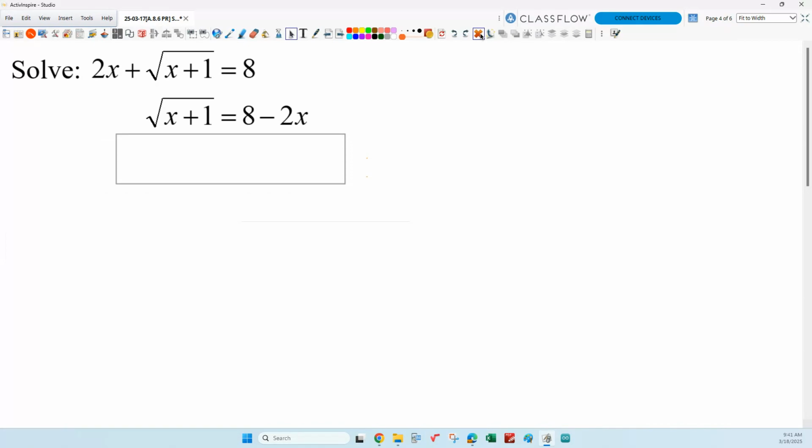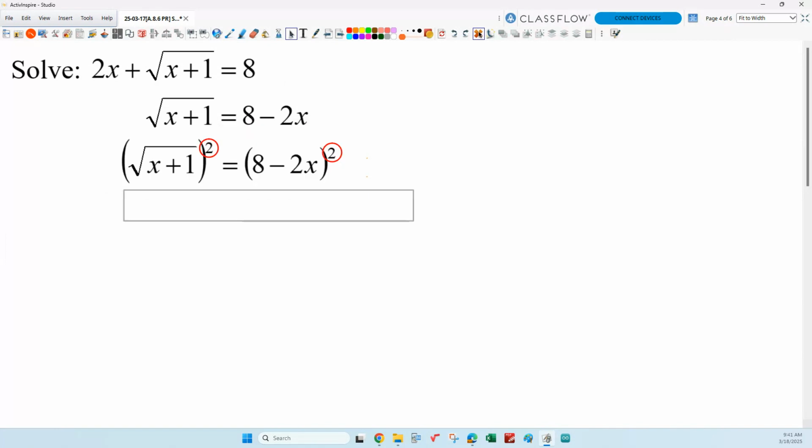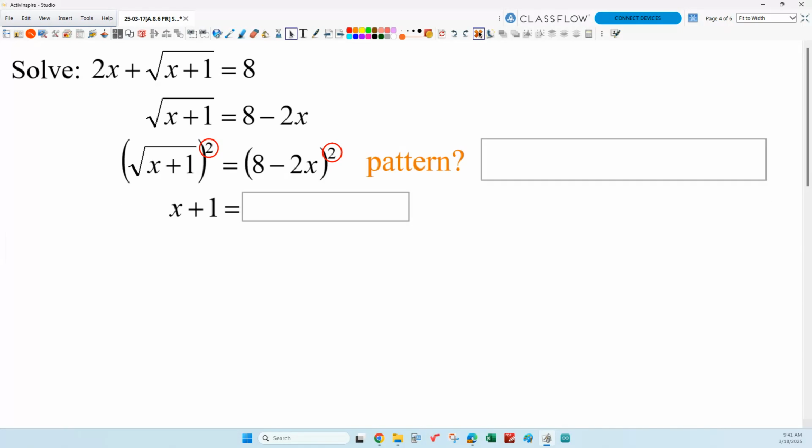We isolated the radical. What's next here? Once we isolate the radical, what's next? Square both sides. Sure. If we square both sides, the left side is easy, right? Squaring just undoes the radical. I just get x plus 1. What about the right side, though? It's a little more complicated. You want to distribute it out, but we have a pattern for this, which is a minus b squared. Okay, good. We have a pattern. Nice.